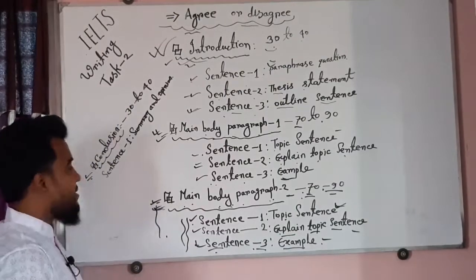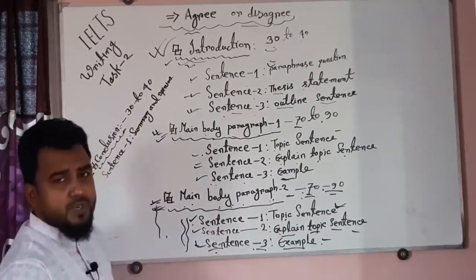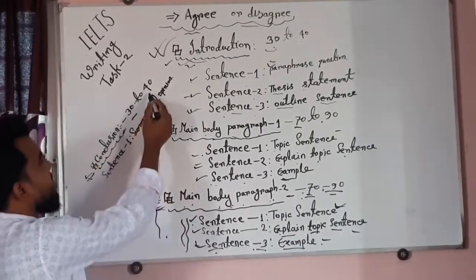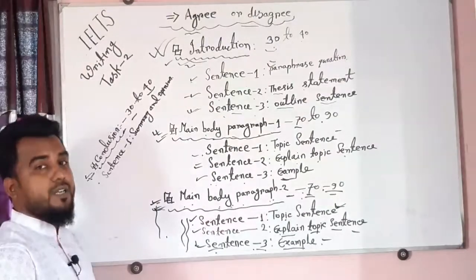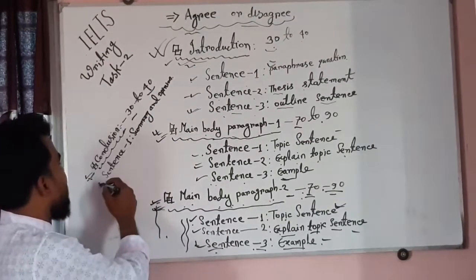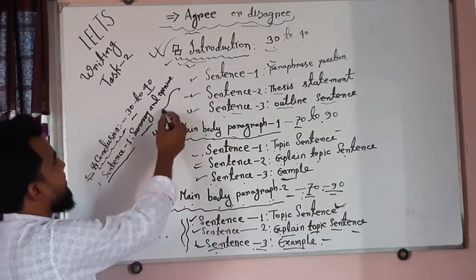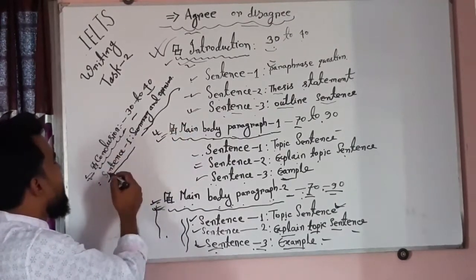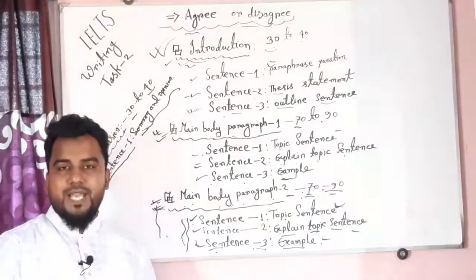And at last you have to write the conclusion. Its number of words will be 30 to 40 words. That means you have to write within 30 to 40 words in the conclusion. So sentence 1 is just the summary and opinion. The conclusion will be the summary and opinion, where you mention and write about these topics and the section.